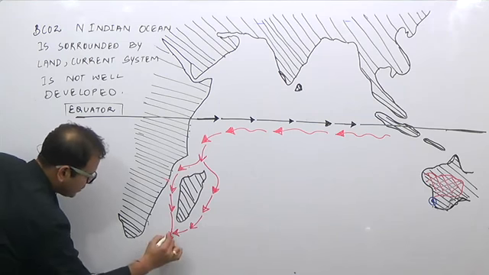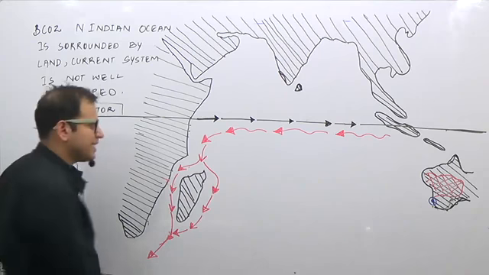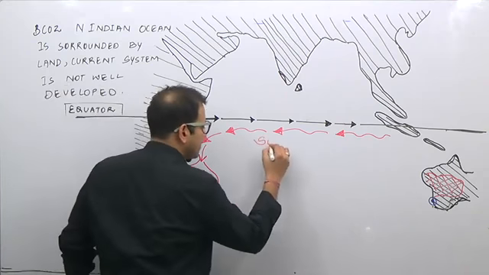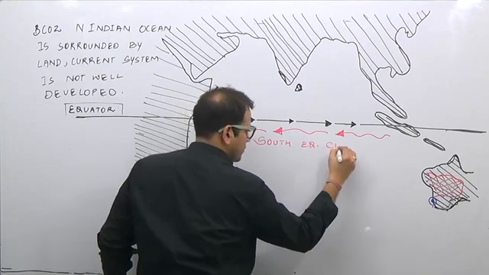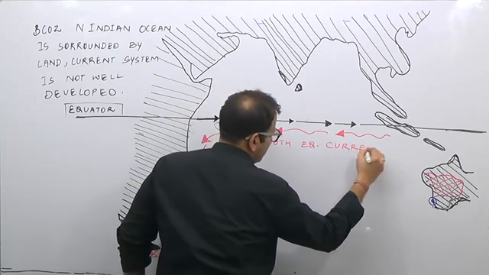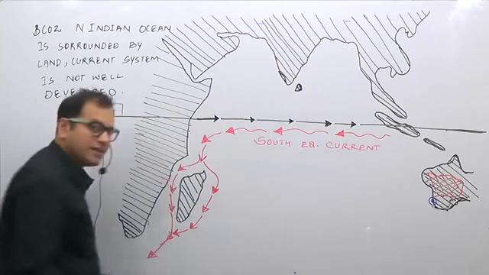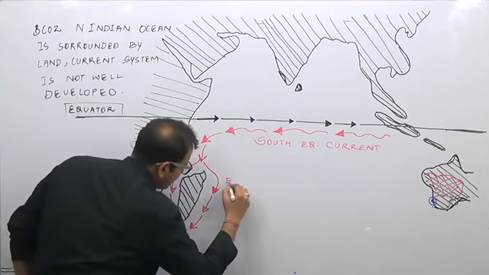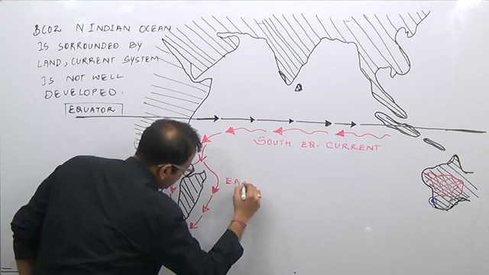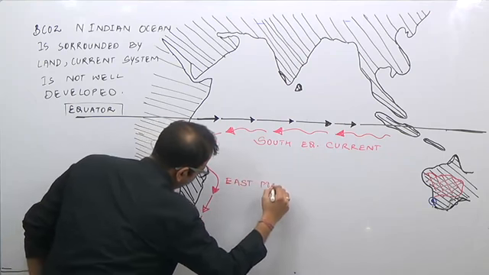So what are the names of these ocean currents? Obviously we know that this is the south equatorial current. The south equatorial current is bifurcated into two. One is the East Madagascar current.